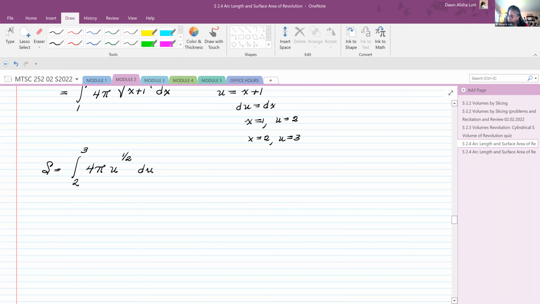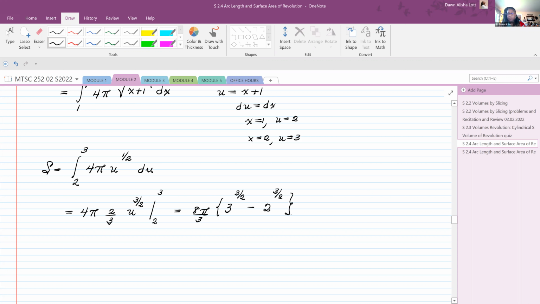So I can pull the 4 pi out. Then u to the 1/2 becomes u to the 3/2. Divide by that, you get 2/3. Evaluate it between 2 and 3. So I get 8 pi over 3, and then I'm going to get 3 to the 3/2 power minus 2 to the 3/2 power. And that's the end of my problem.